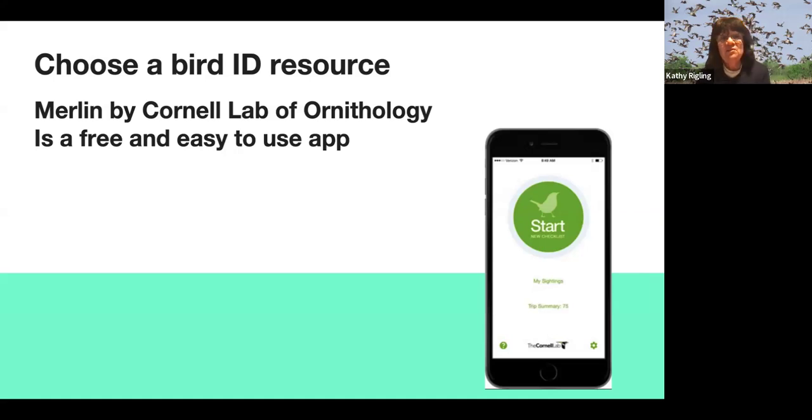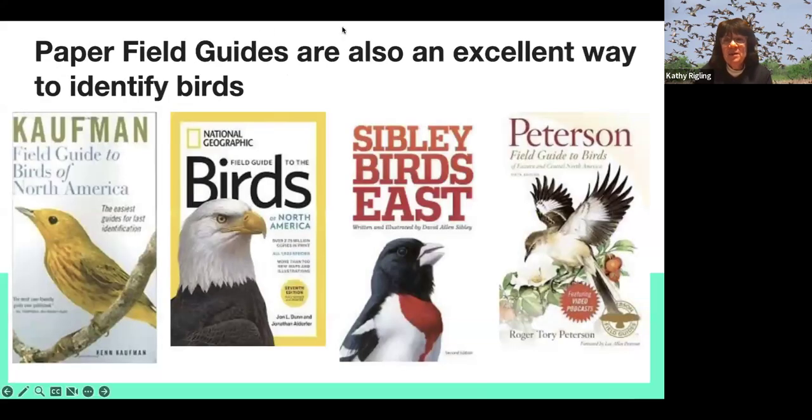So Merlin is very popular, very user-friendly, and you can use it on your phone. It's an app, and it's free. But you don't have to. If you want to stay away from using phones, you can use actual paper field guides. They might be available in your local library, or you can easily get a field guide of birds for your area for $15 or under. And it doesn't matter which one, as long as it includes the area that you're in.